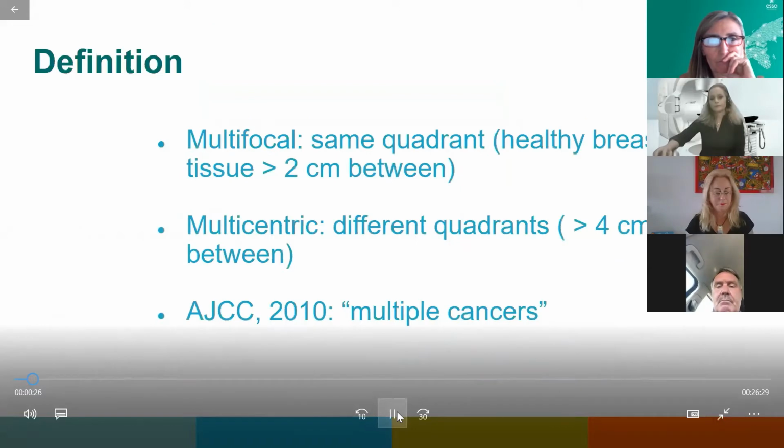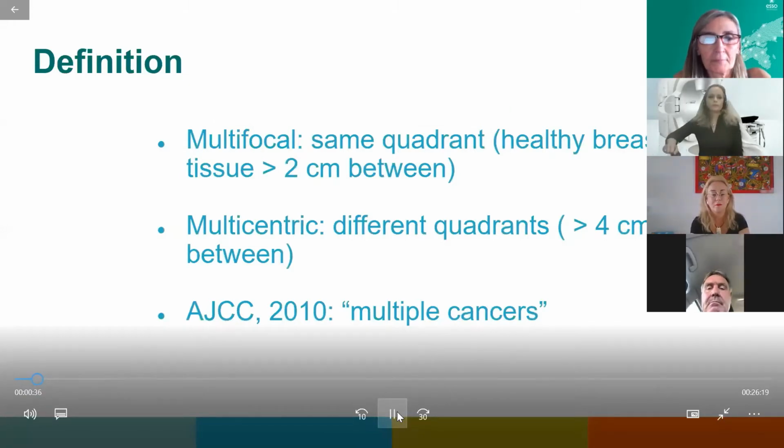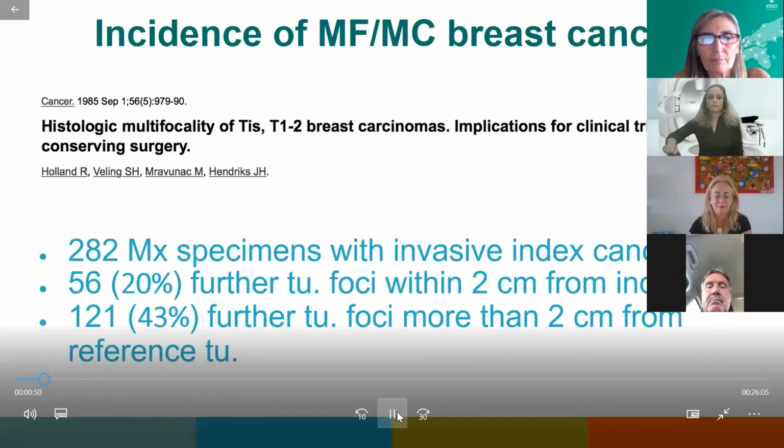As a definition, multifocal breast cancers are tumors located in the same quadrant with healthy breast tissue separating them at a distance of 2 centimeters in between. Multicentric tumors are located in different quadrants with more than 4 centimeters of healthy breast tissue in between. We can also call these tumors multiple cancers within the breast.